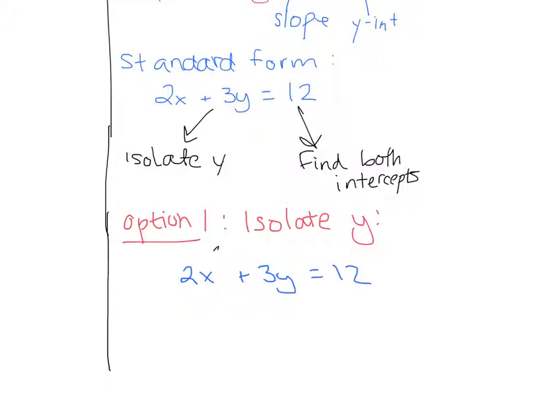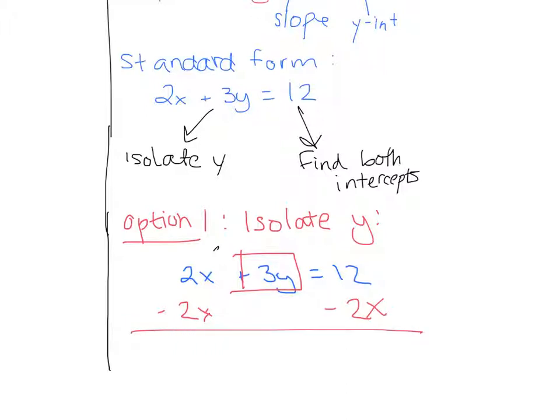So to isolate y, so I need this term by itself, I have to do two things. I'm going to have to get rid of my 2x, and I'm going to have to get rid of this 3. So hopefully you remember from 8th grade that if you have an extra term that you want to get rid of and that term is positive, you have to do the opposite of adding. Okay, so the opposite of addition is subtraction. So I would subtract 2x from both sides.